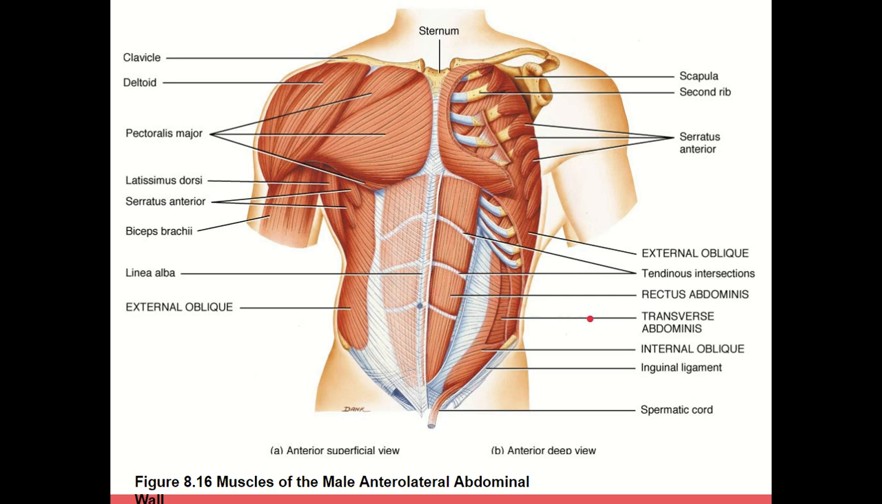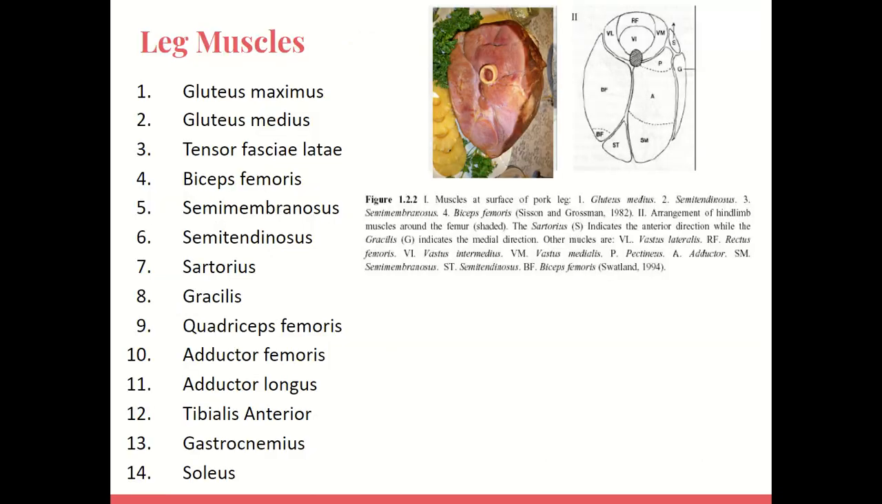And each of these muscles are incredibly thin. If you've ever done a dissection of an abdomen, you know that it's very easy to cut all the way through and into the ventral body cavity.